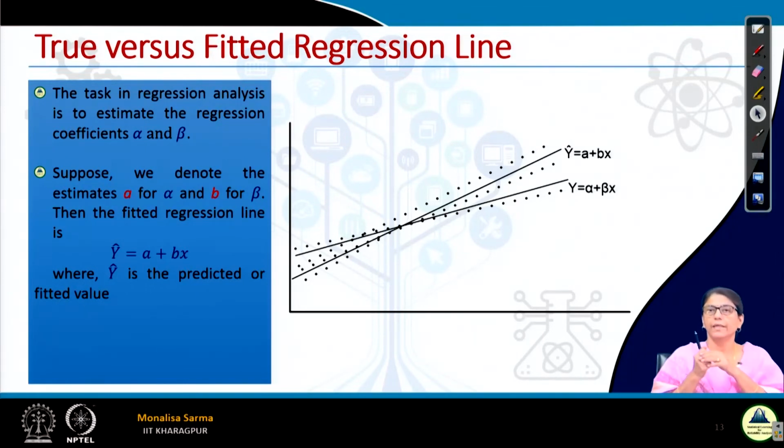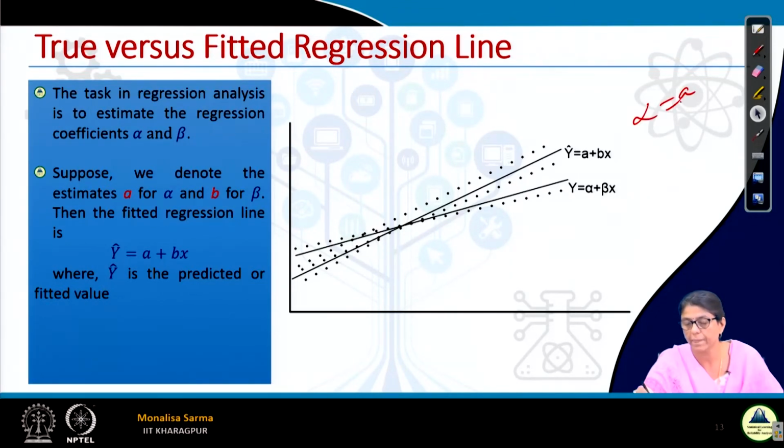Now suppose we have drawn an arbitrary line. This line is y is equal to alpha plus beta x. Until and unless we know the values of alpha and beta, this line carries no meaning. So basically we have to estimate the values of alpha and beta. Suppose we denote the estimate for alpha as a and for beta as b. Suppose this is the estimate we got.